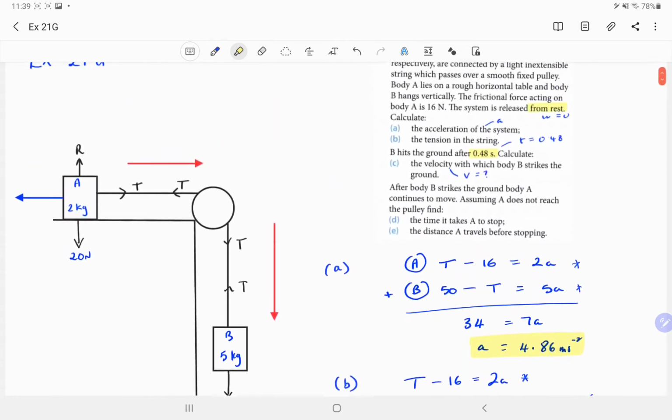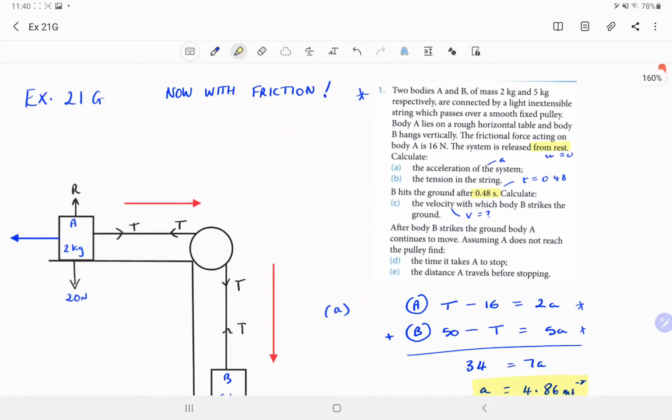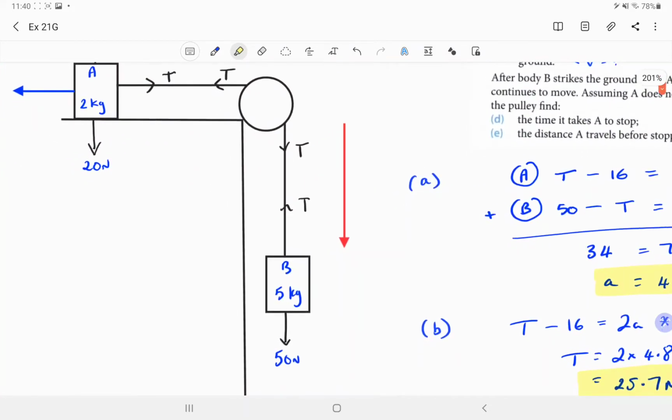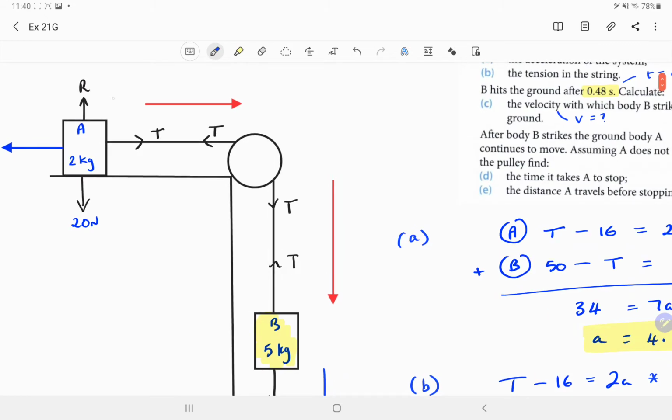Let's go back up and look at part D and ask what it asks us. After body B strikes the ground, body A continues to move. Assuming A does not reach the pulley, find the time it takes A to stop. So just looking at our diagram, this object here is going to fall down and it's going to hit the ground. And while that's happening, this object will be pulled to the right and it's going to continue moving until it stops. Now it's not going to hit the pulley, it'll continue moving even after object B hits the ground.